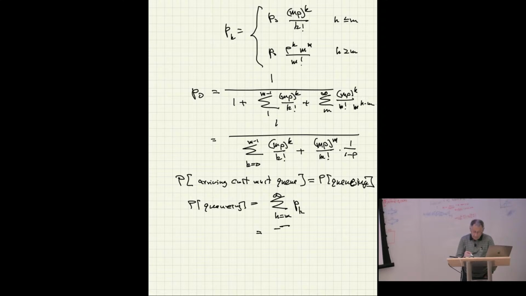And we happen to know the form for that equation, for at least m. So that's the sum again from m to infinity. And what is the pk there? That's the lower piece of this equation on top of the page. So it's p0, rho to the k, m to the m, over m factorial.